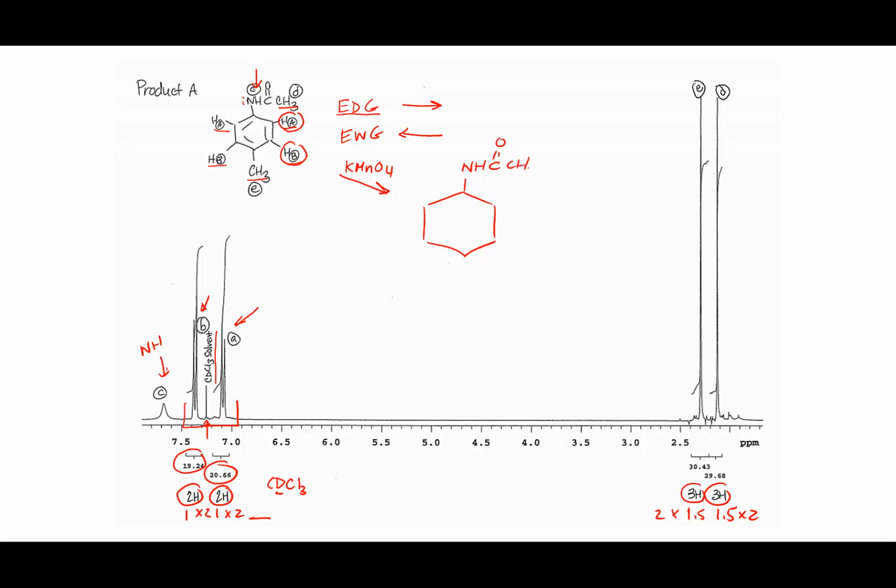We did nothing to the amide group, but we oxidized the CH3 to a carboxylic acid. So what should happen is that I'm still going to get a pair of doublets for the benzene ring, but I'm going to lose one of these two methyl groups, because that methyl group has been converted to a carboxylic acid. So let's see what we get.